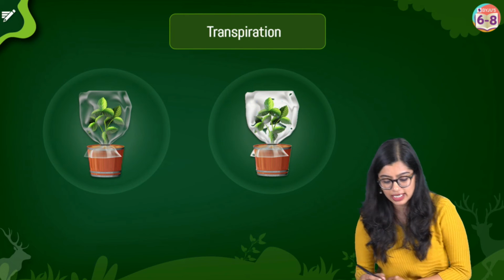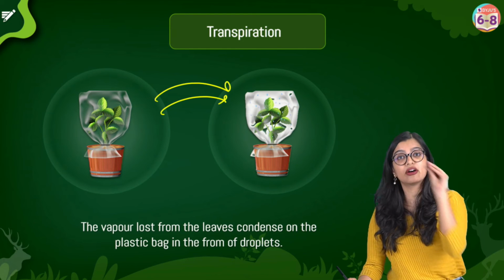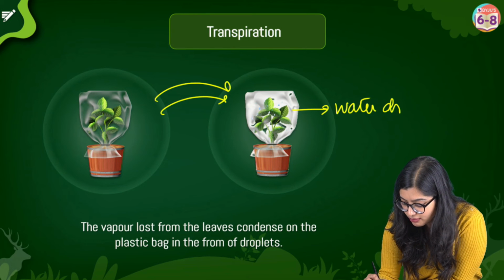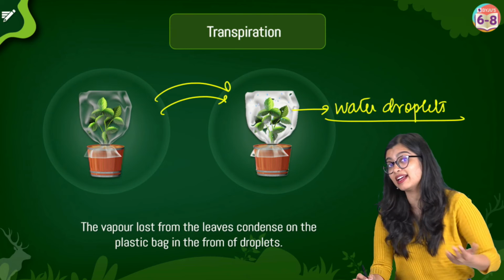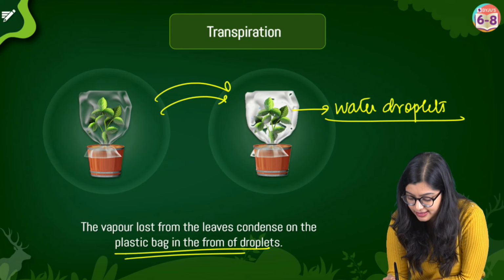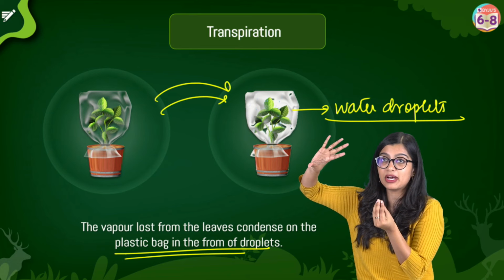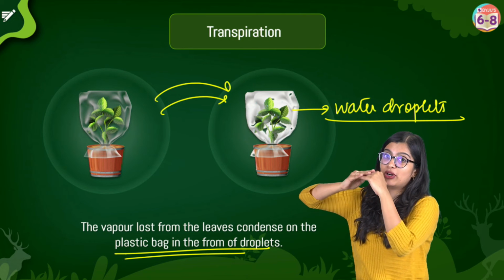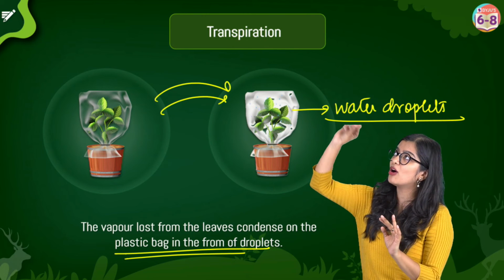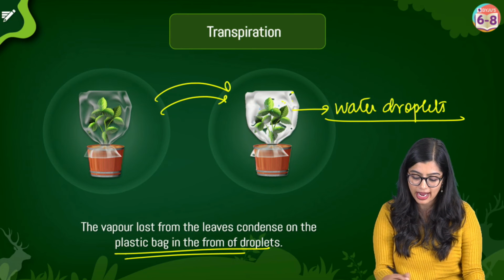You will observe that after some time, on the surface of this plastic bag, you will see water droplets, and that too inside the plastic bag, not on the outside. This is because the water vapor has come off, excess water is gone as water vapor, and when it was trying to go out, it was covered with a plastic wrapper, and now it has condensed. Now they've become droplets of water.